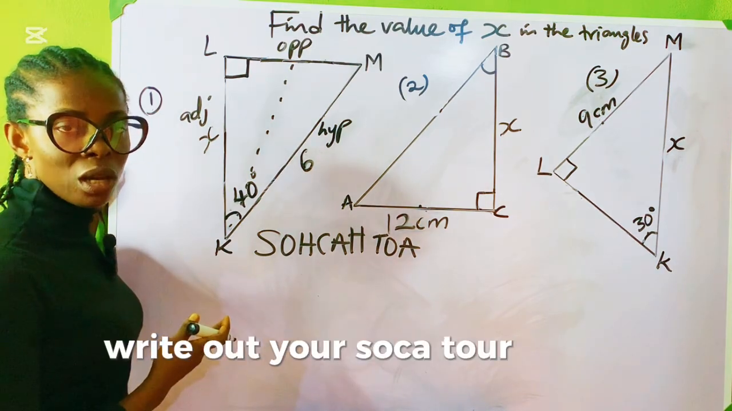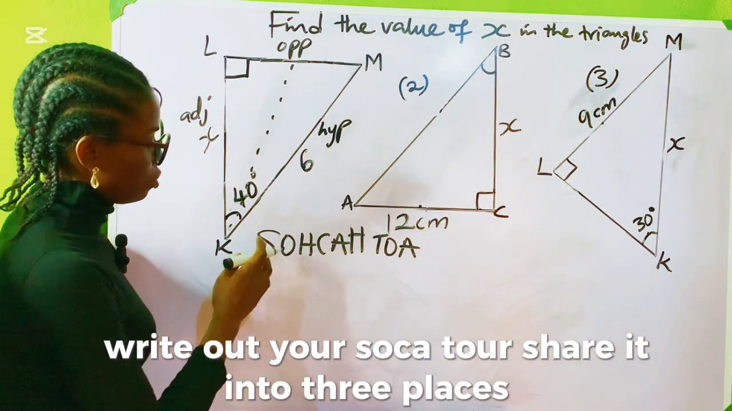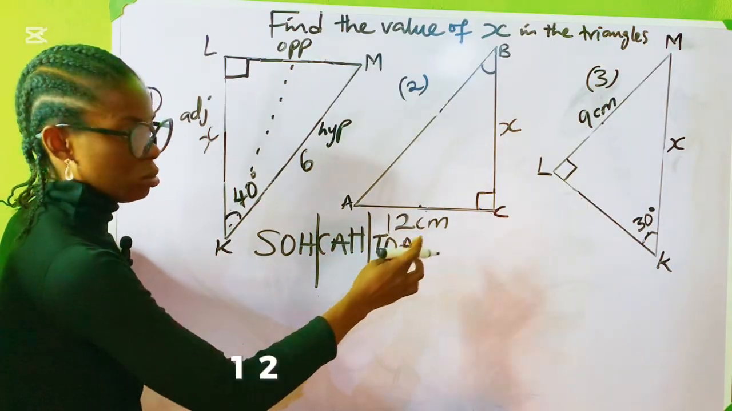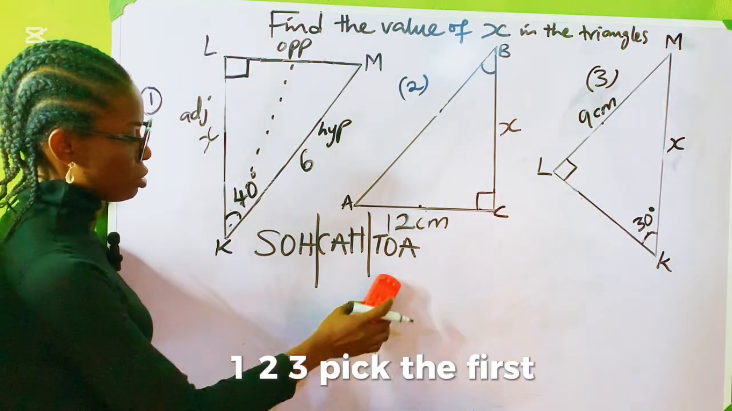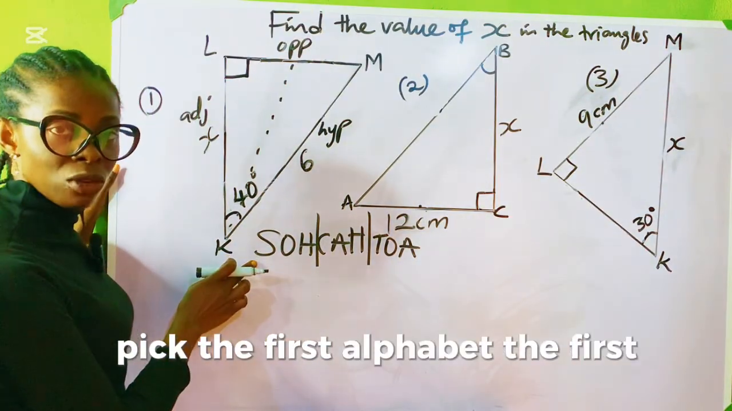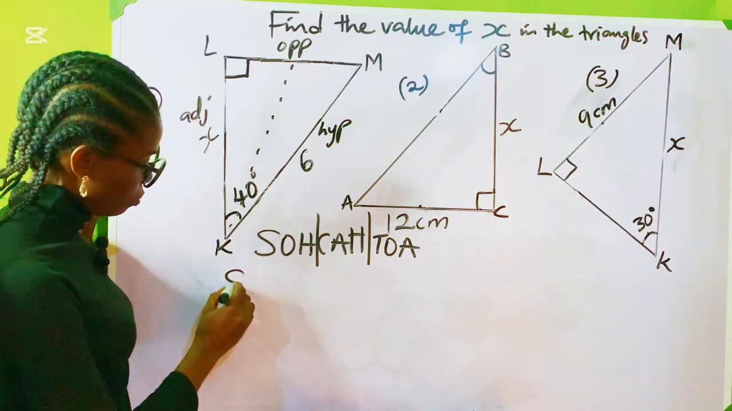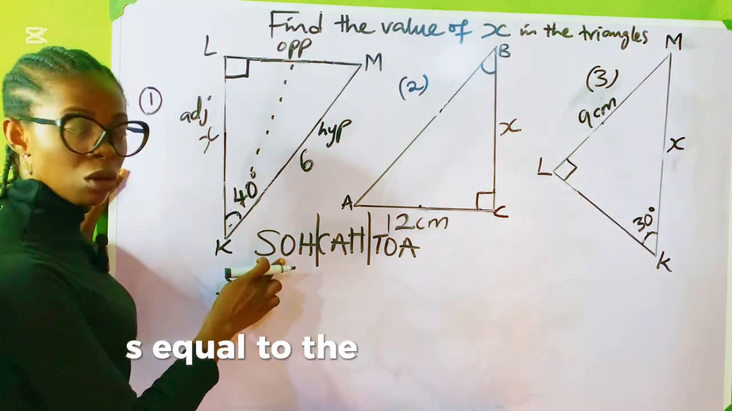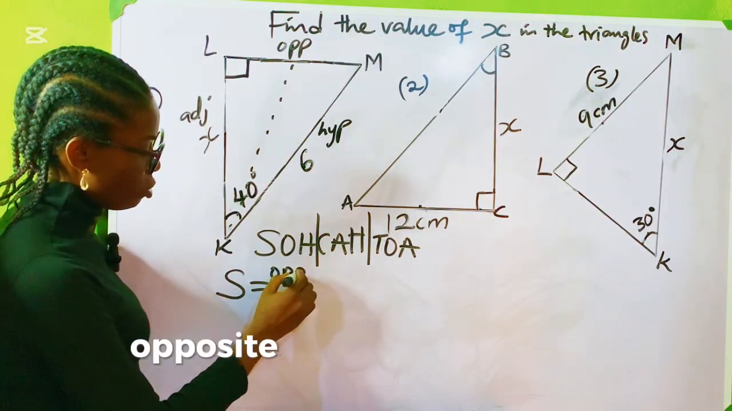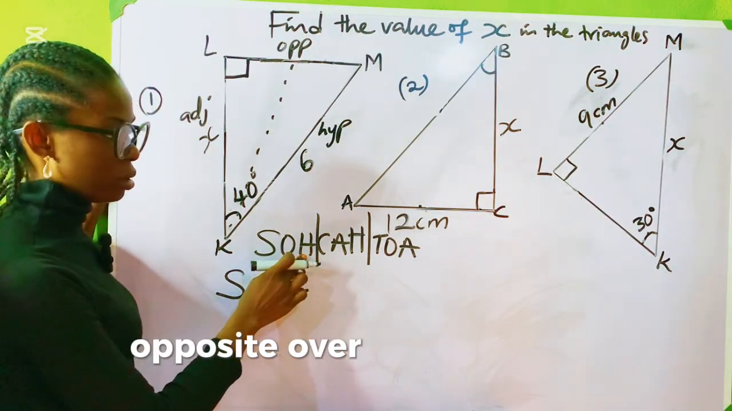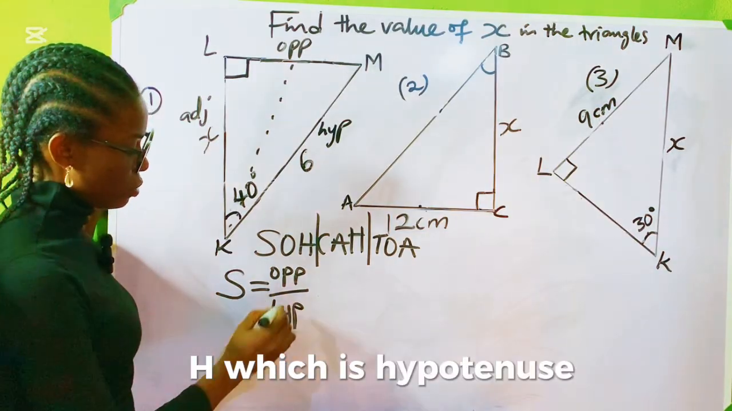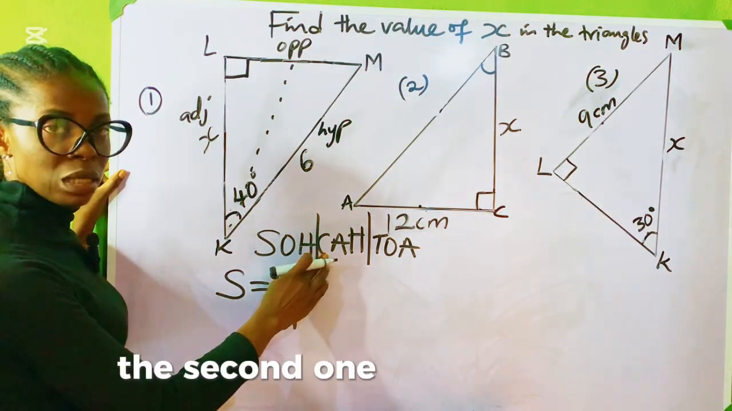Write out your SOHCAHTOA. Share it into three places, 1, 2, 3. Pick the first alphabet. The first alphabet here is S. S equal to, the second one is O, which is opposite, over. The next one is H, which is hypotenuse. The second one is C.